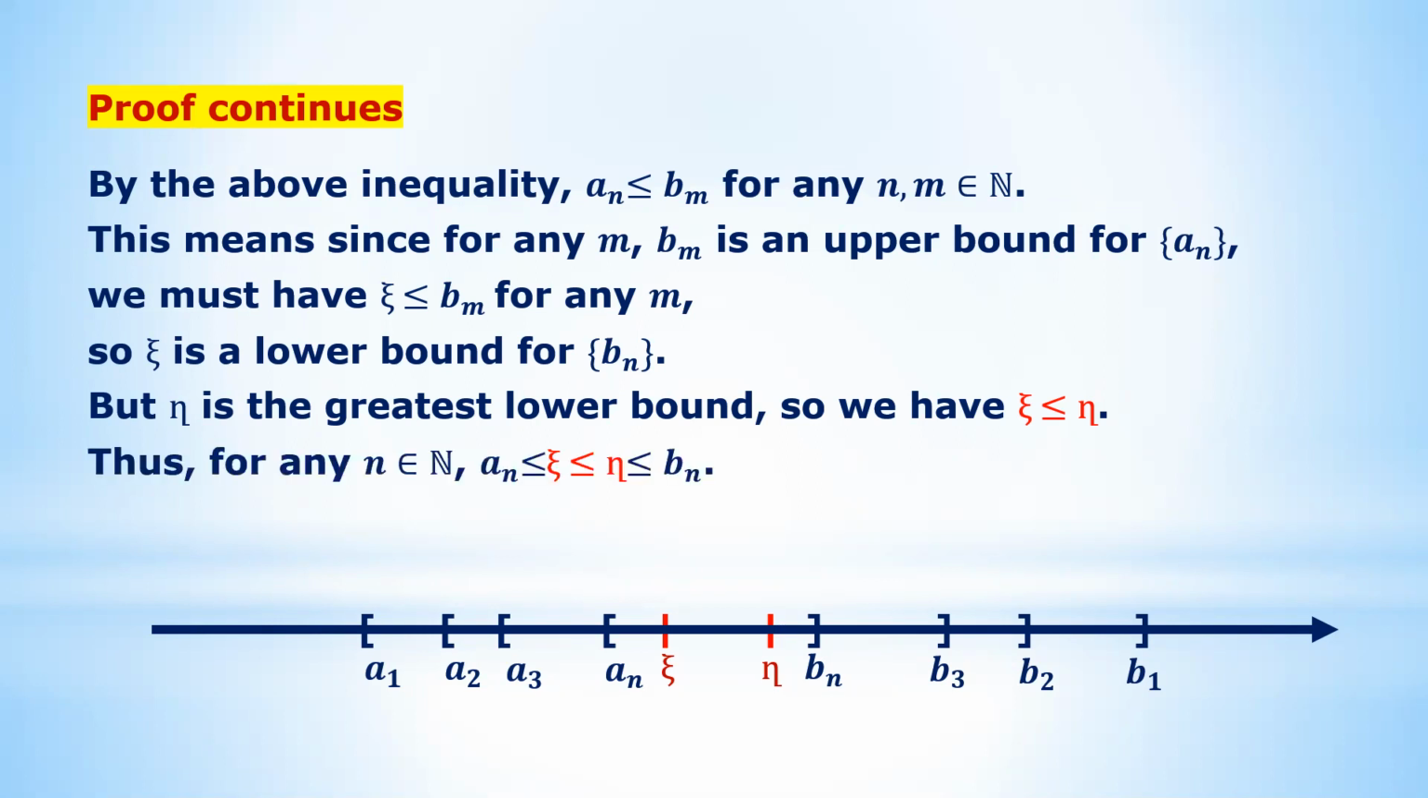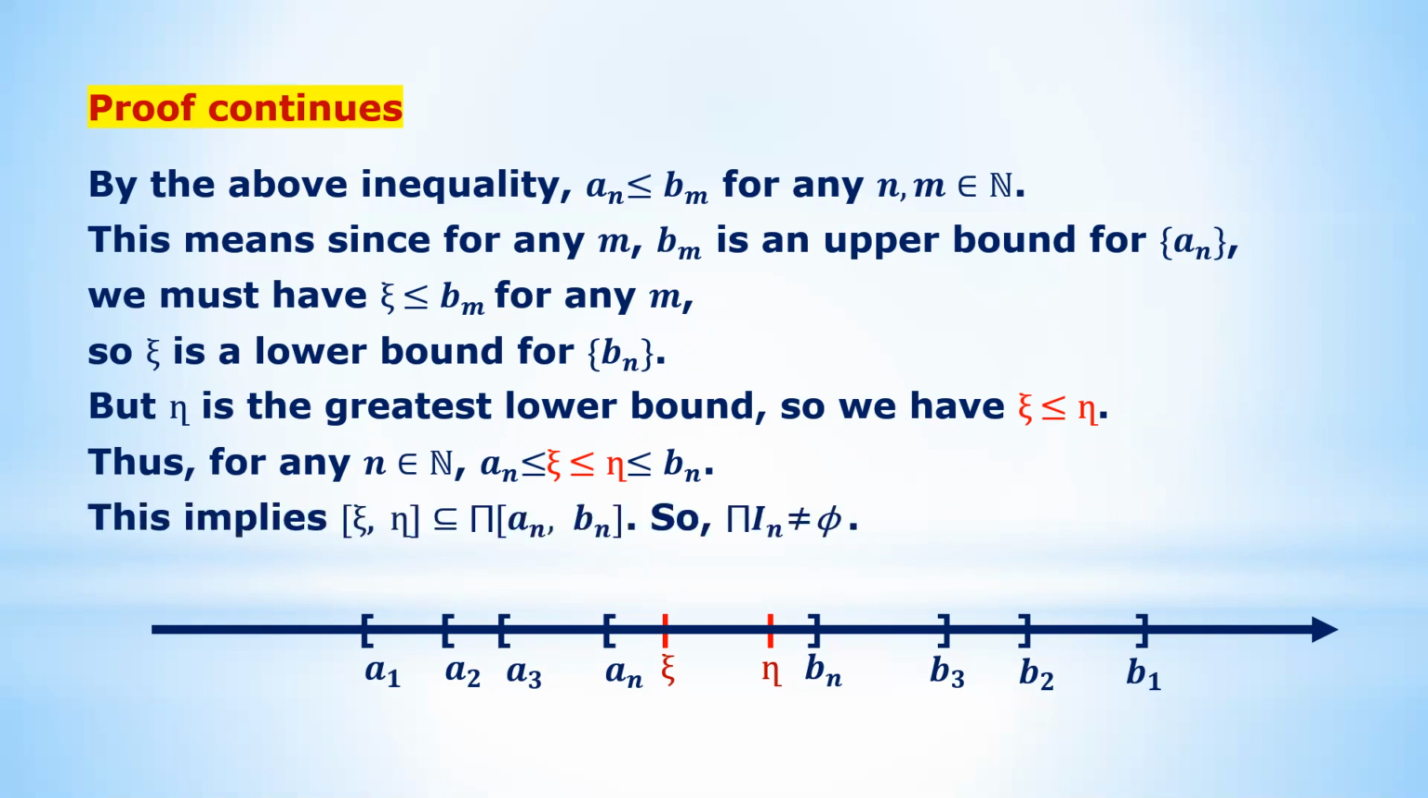So for any n, you have this result. AN is less than or equal to C, because C is an upper bound. C is less than or equal to eta because of the proof we just did. And eta is less than or equal to BN. So now think about the closed interval from C to eta. This closed interval belongs to any interval in the sequence.